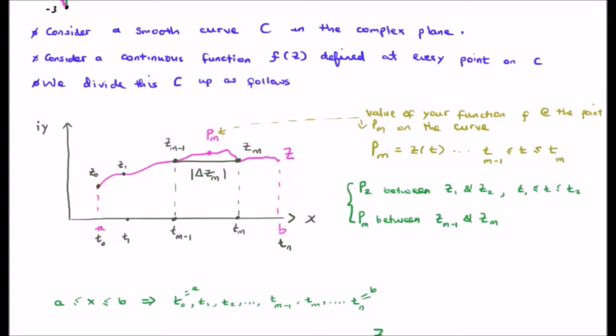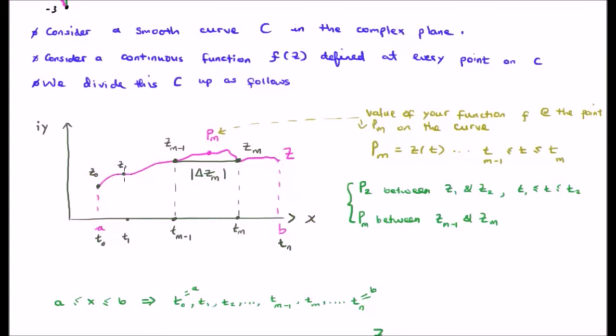Now, I'm going to parameterize the curve using t. So I'm going to say, let's say, for example, the curve goes from x is equal to a to x is equal to b. I'm going to parameterize it with t, saying that t sub 0 or t0 corresponds to a, t sub n corresponds to b. And for every t sub n, we have a corresponding z. Z is the point along C. So for every value along the x-axis parameterized by t, we have a point on the curve which we parameterize with z.